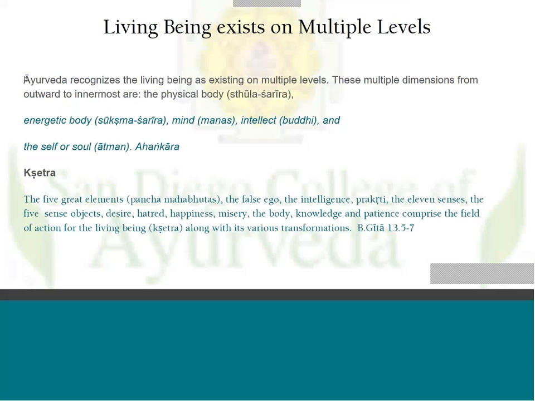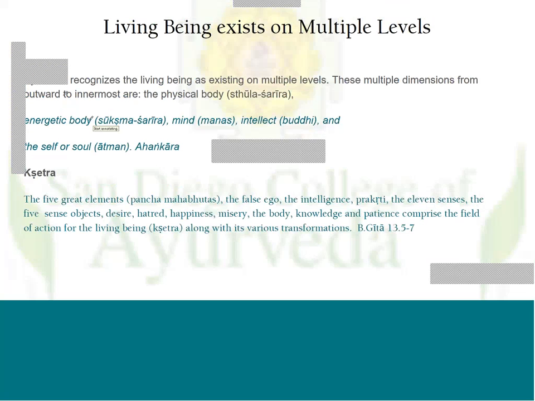So we talked about these layers of existence and how we're existing simultaneously on multiple layers, going from the outside to the inside. This is very important, and this is a recurring concept that we'll talk about many times in discussing Ayurvedic concepts. The concept of kshetra, or field, is important.